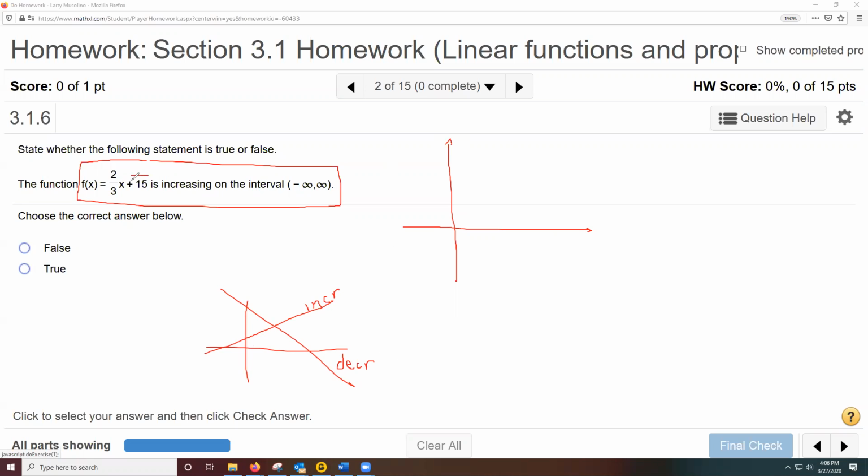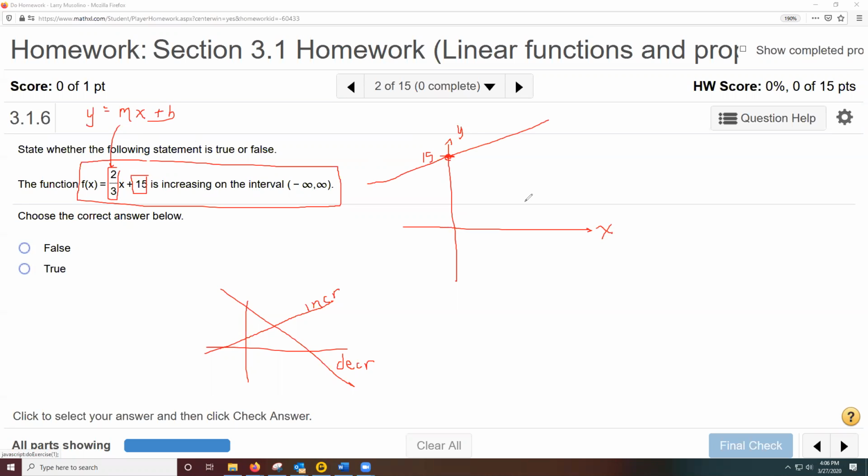Well, I'm seeing the y-intercept is 15. Remember, I can use the equation of the line that we've already talked about, y equals mx plus b. So our y-intercept is up here somewhere, 15. I'll put a dot on the y-axis. I know the graph has to go through that point. And I'm also seeing the slope as a positive number. The slope here is 2 over 3.